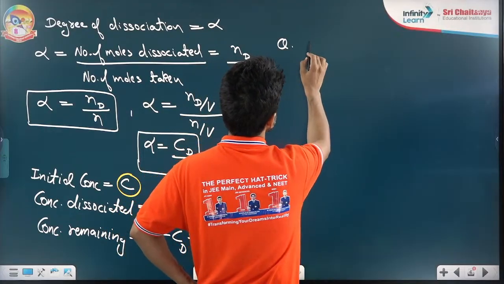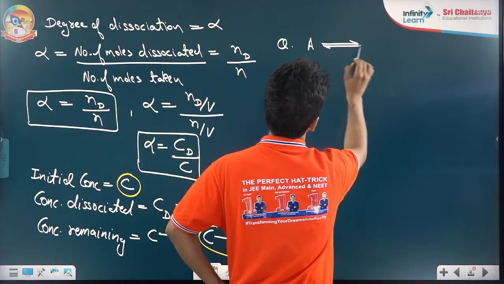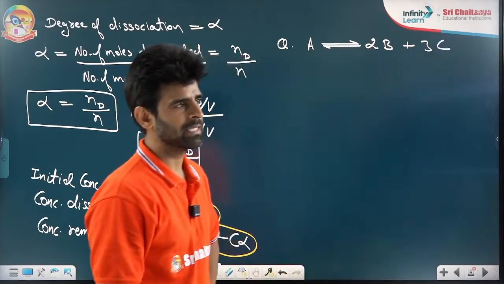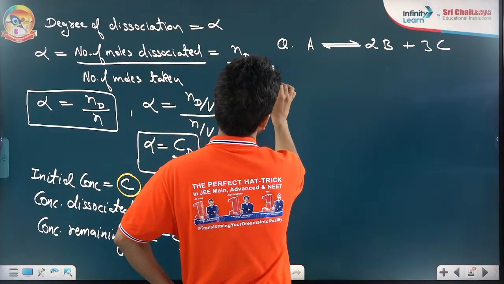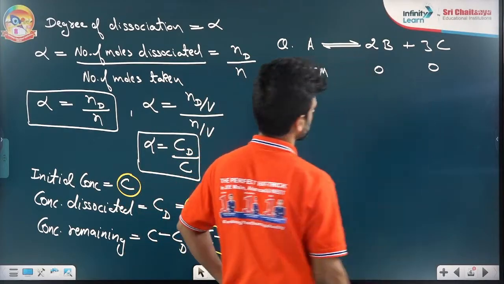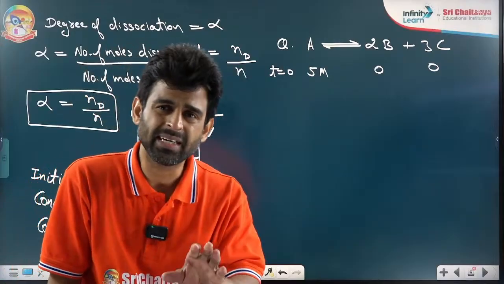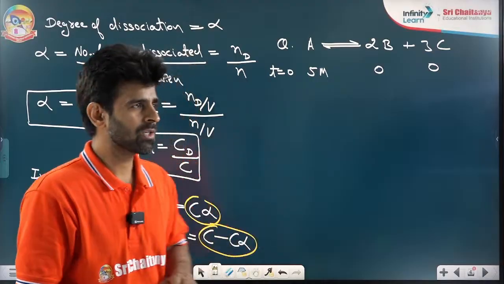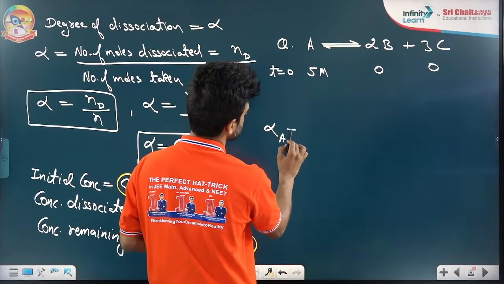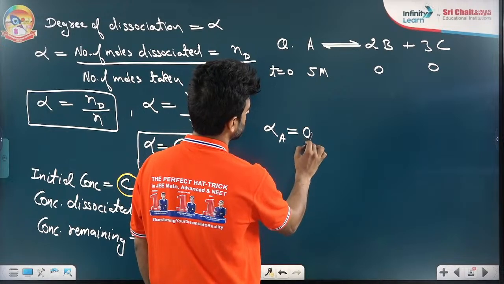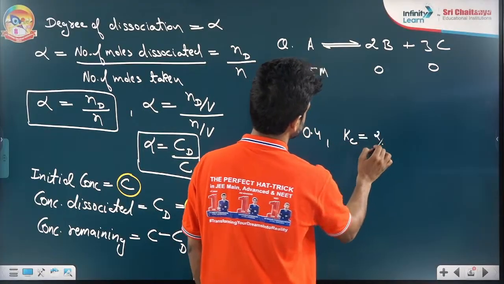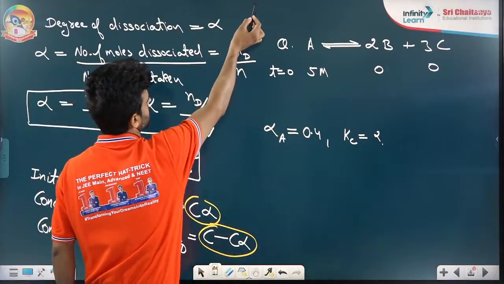Again, first a simple question. A is giving us 2B plus 3C, right? And imagine at time 0, I took here 5 molar concentration. These are 0, 0. Now A is dissociating. And in the question, it is given that the degree of dissociation of A is 0.4. Alpha is given 0.4. So the question is very simple again. Find Kc.